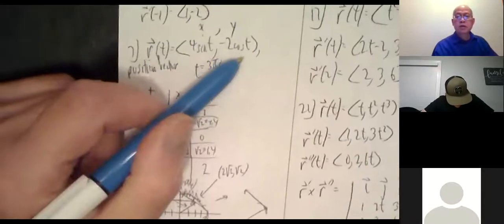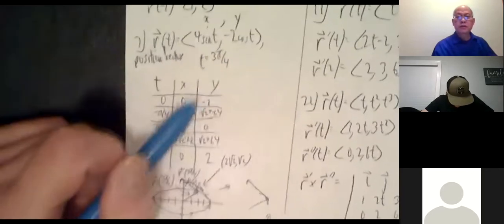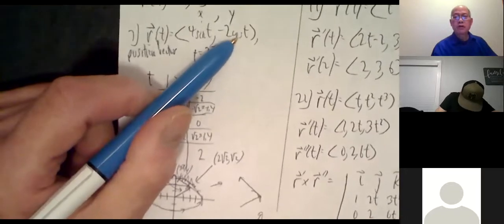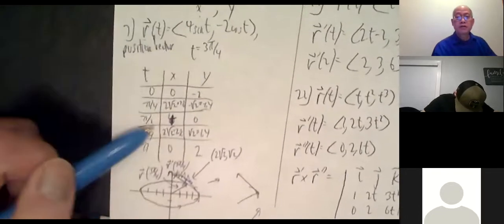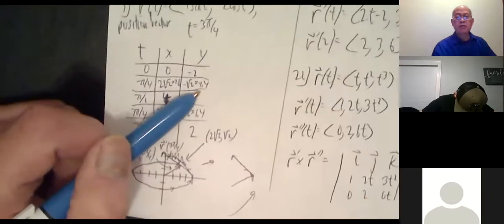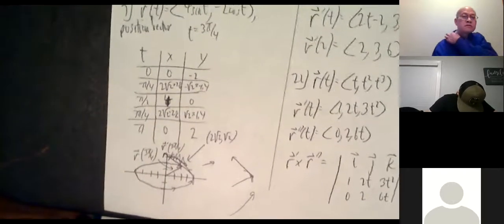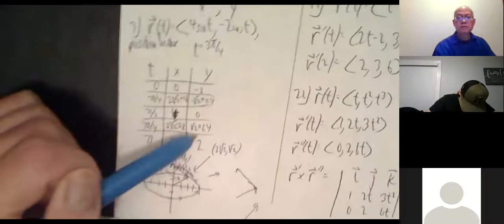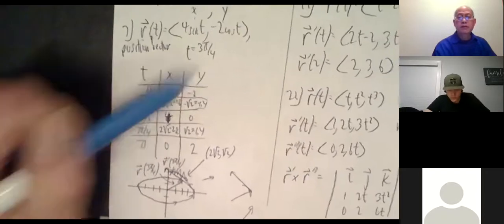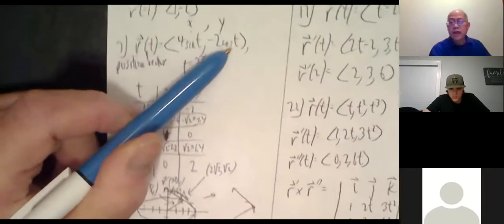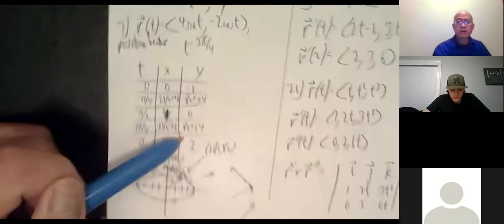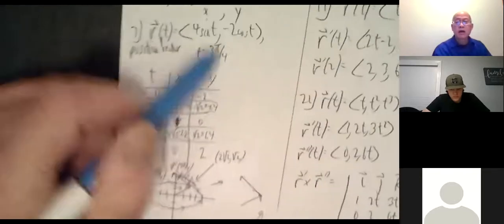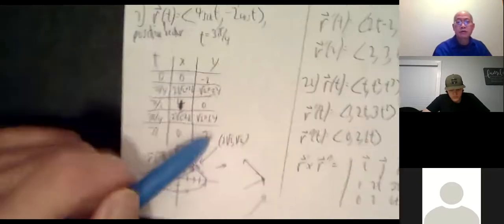And now the y coordinates. So plug in 0, cosine of 0 is 1, multiply by negative 2, negative 2. Cosine of pi over 4 is radical 2 over 2, multiply by negative 2. It's negative radical 2, that's about negative 1.4. Pi over 2. Cosine of pi over 2 is 0. 3 pi over 4, cosine of 3 pi over 4 is negative radical 2 over 2, multiplied by negative 2, positive radical 2, about 1.4. Pi, cosine of pi is negative 1 times negative 2, 2.